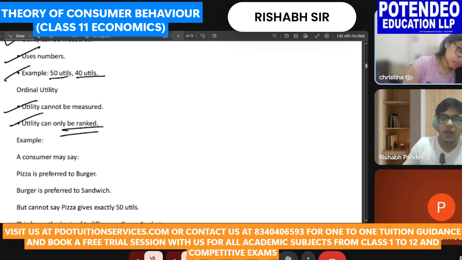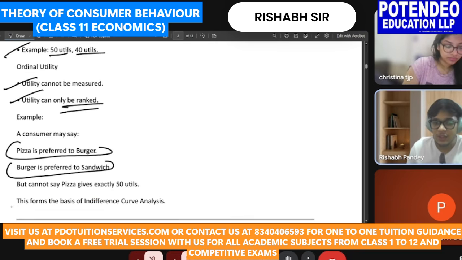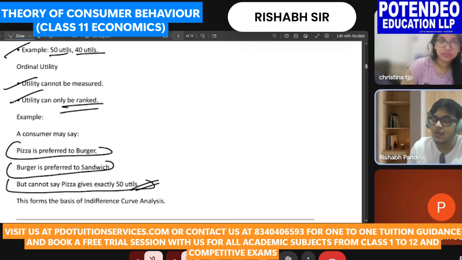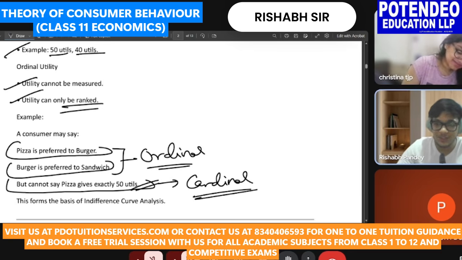For example, sir, a consumer may say pizza is preferred to burger. I prefer pizza more than a burger. I'm not measuring it, I'm just giving my opinion. Burger is preferred to sandwich, for example. But he cannot say that pizza gives exactly 50 utils, because if he says this, it is a cardinal approach. But for these particular two, this is an ordinal approach. Please write this down. Okay, this is ordinal, and this particular means a cardinal approach. Terrible handwriting, but I hope you understand. I have doctor handwriting, to be very honest.